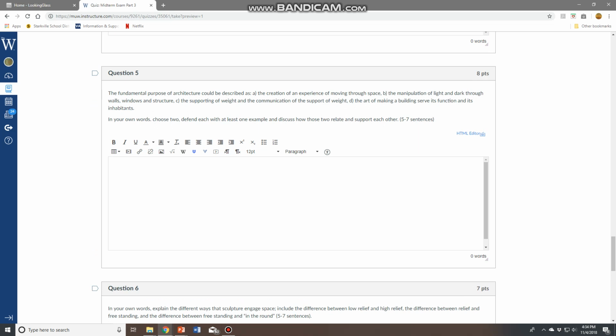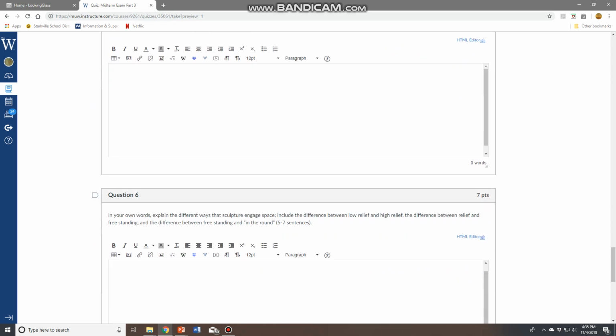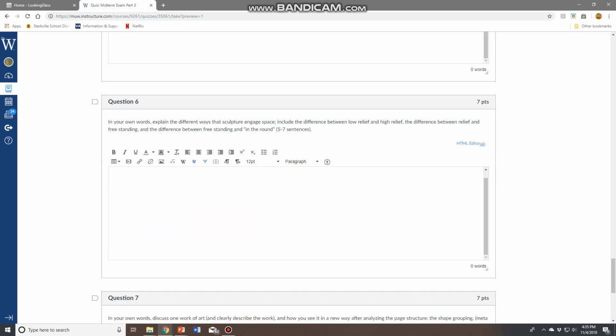Another thing is a lot of people didn't get to this last part of picking one type of fundamental purpose and then another. They didn't discuss how the two related and supported each other. So, okay, on question number 6, let's see.